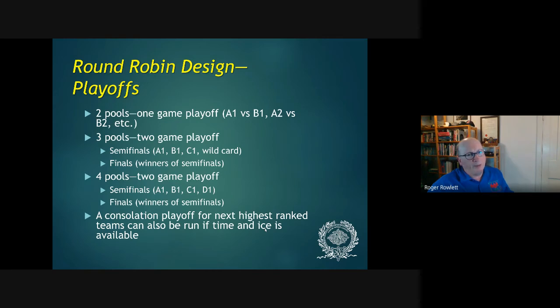If you have 3 pools, it gets a little more complicated. Then you've got to have a semifinals between the winners of your A, B, and C pools, and then the best wildcard team from the 3 pools, and then your finals are the winners of the semifinal games. And if you have 4 pools, that would be a 16-team event. Then you need a 2-game playoff. So your semis are the winners of the 4 pools, and your finals would be the winners of the semifinals. You can run a consolation playoff as well, as long as you have available ice time. So you could take A2, B2, C2, and D2 in that 4-pool format, and they could form a consolation bracket winner as well. But that, of course, requires some extra rounds of play.